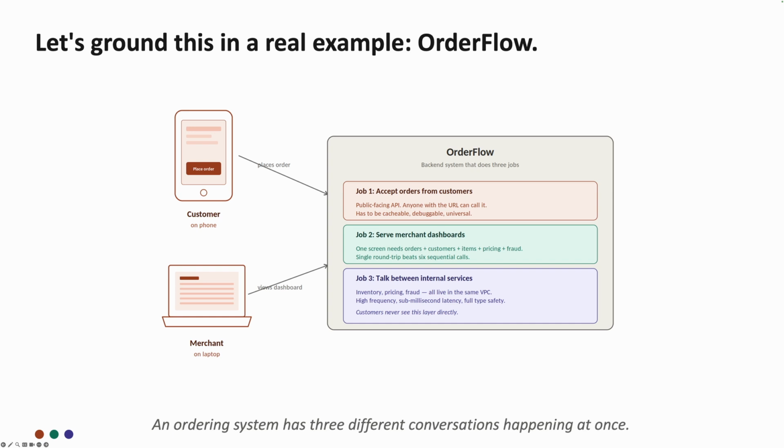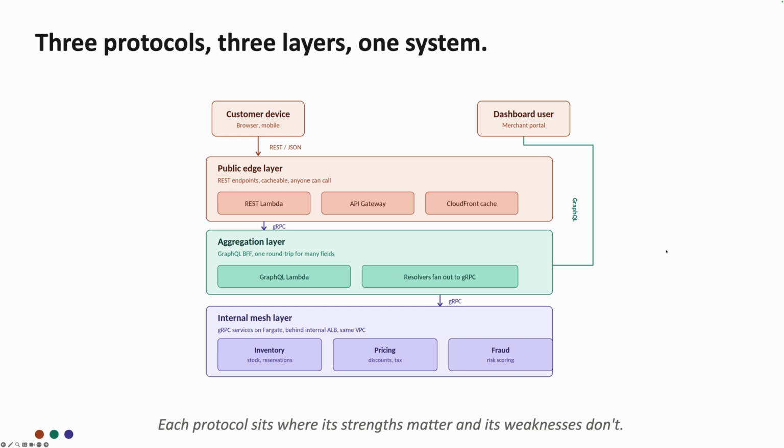Then inside the system, 3 little microservices have to talk to each other constantly. One checks if the item is in stock, the second calculates the price, and the third scores it for fraud. These are all cooks in the kitchen. So 3 jobs, 3 conversations again, and each one wants a different protocol. Now, moving on.